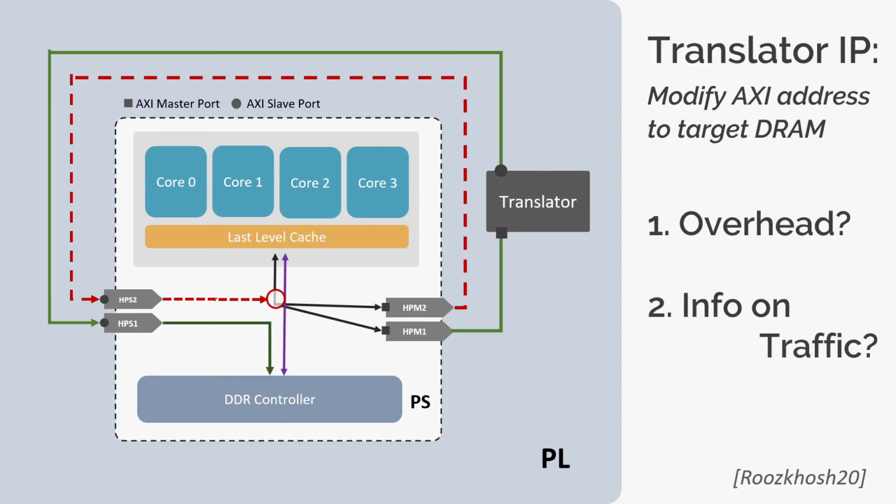But it's also important to understand what is the degree of information that we are able to extract in the PL about the application that generated this traffic in the first place. And the third part that is important to understand is what is the complexity, how exactly do we perform this rerouting of transactions from the normal way to DRAM and instead going through the FPGA. So to answer this first set of questions, we're going to show some experiments, but for now, let's assume for a second that we are able to perform this rerouting.